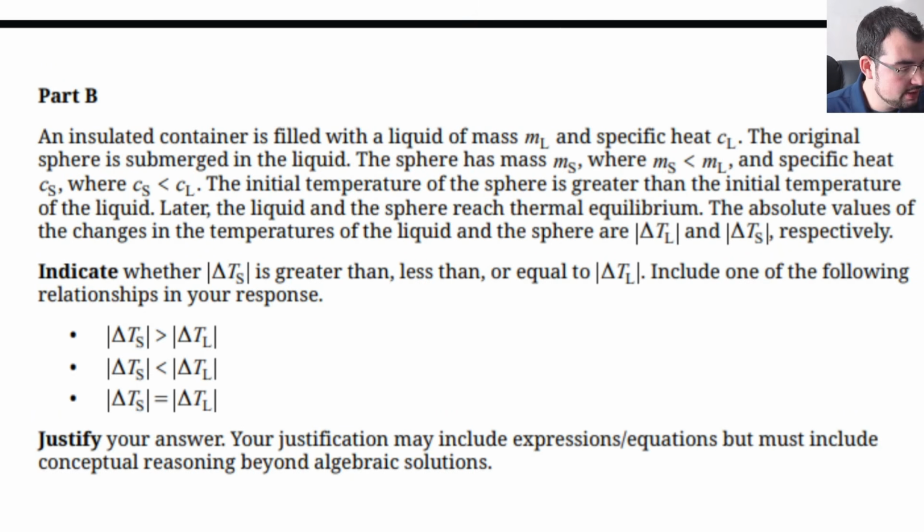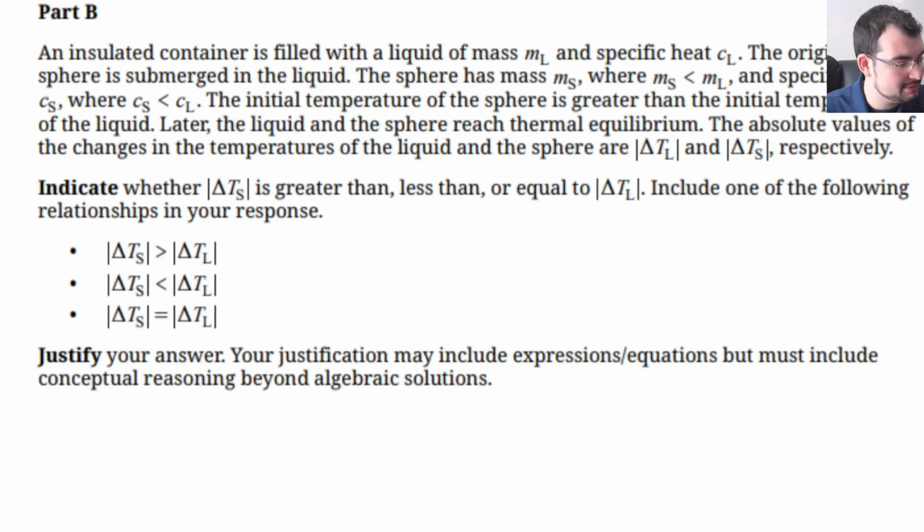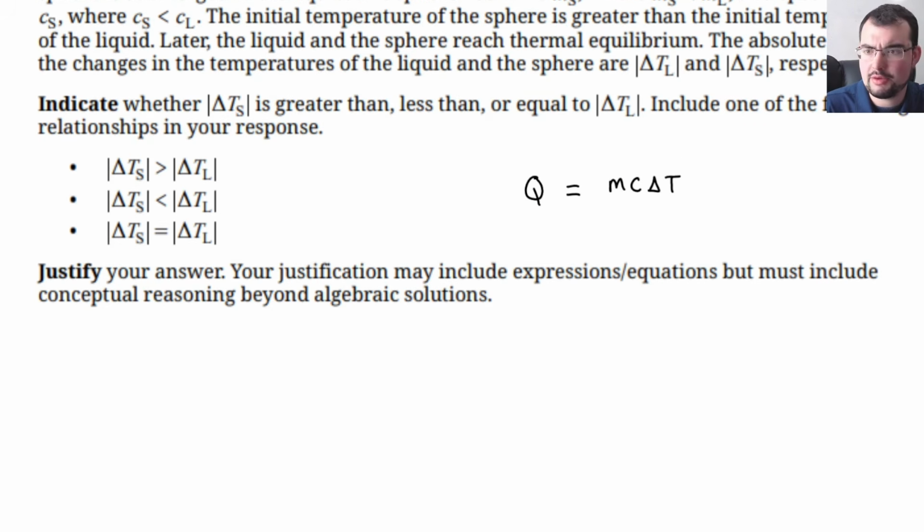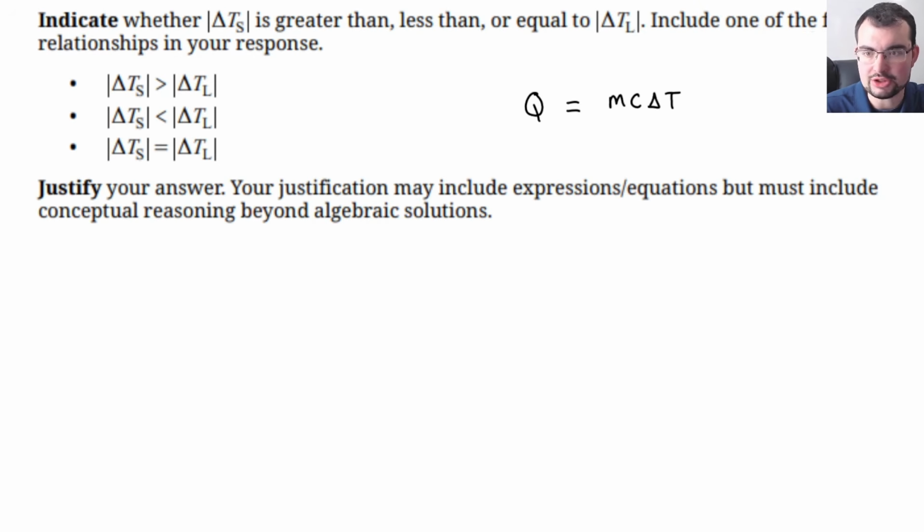So we know that anytime a closed system exchanges energy, we have the same energy transferred. Because if heat is transferred to one object, well, it had to come from the other one. So the Q is always the same in these isolated systems. And it says that the sphere has less mass and a lower specific heat than the liquid. So we should definitely start by just doing a justification, because we know that this is a closed system.